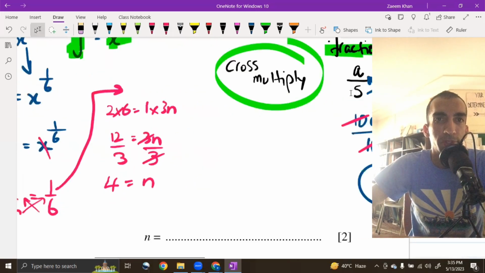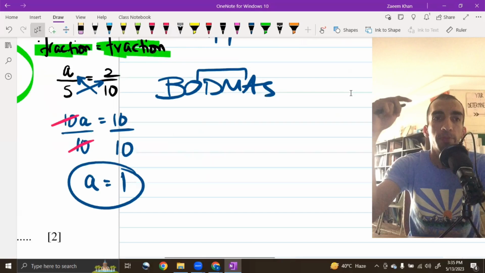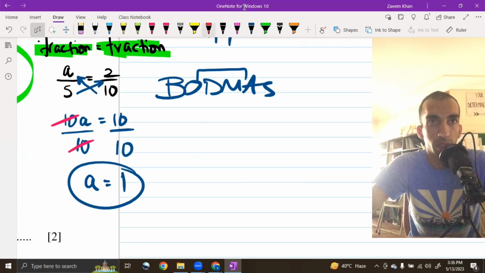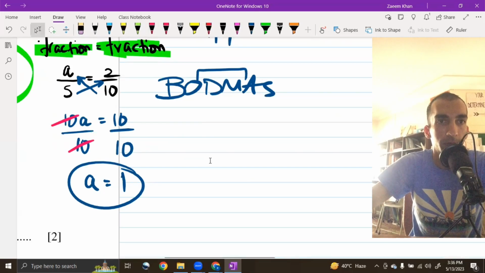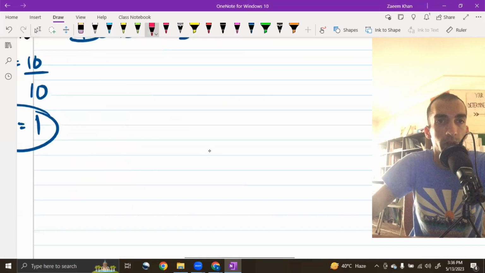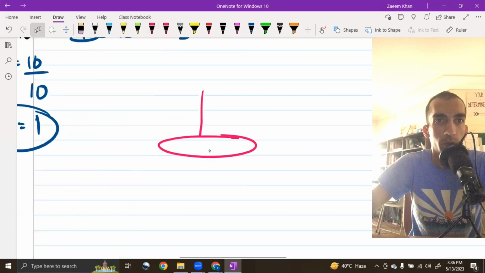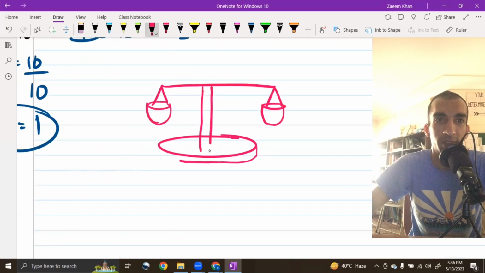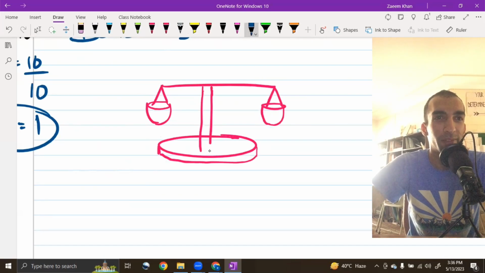Perfect. Let me show you why, whatever we're doing on one side of the equation, we choose to do it on the other side of the equation. Are you familiar with this? I'm just going to make a drawing, nothing technical. Do you know what this is? It's a weighing scale.